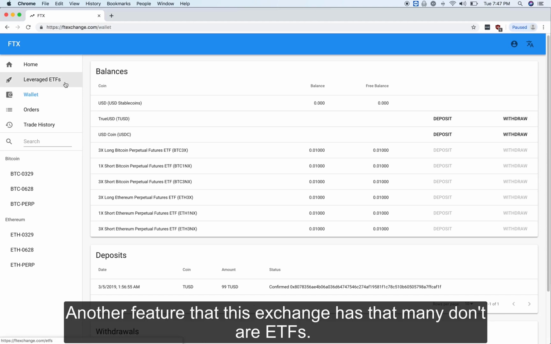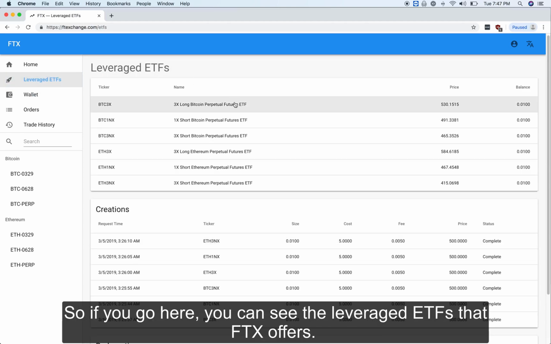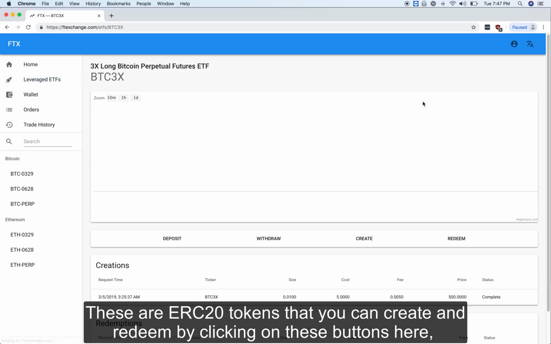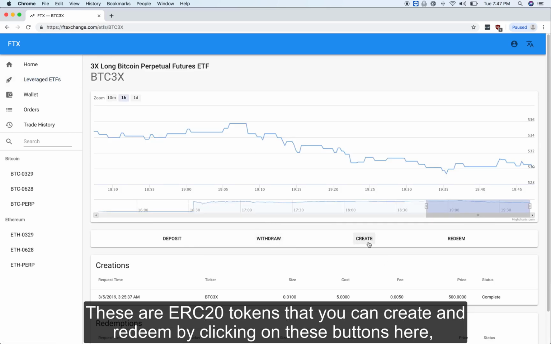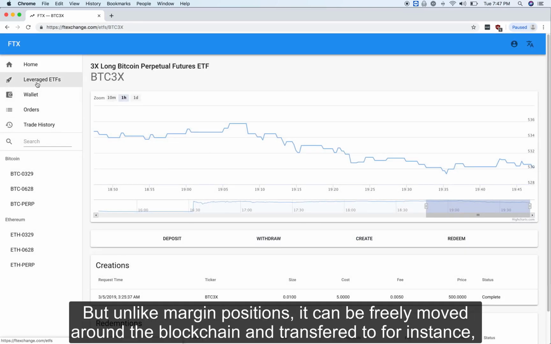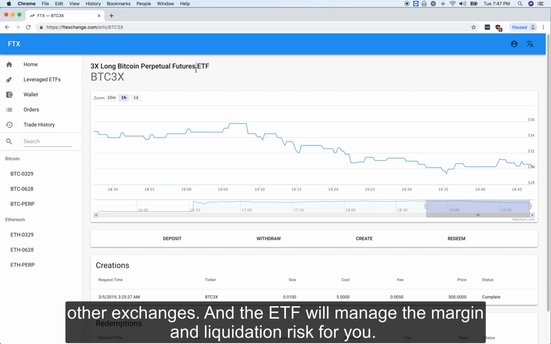Another feature that this exchange has that many don't are ETFs. So if you go here, you can see the leveraged ETFs that FTX offers. These are ERC20 tokens that you can create and redeem by clicking on these buttons here. Creating one of these tokens gives you the price exposure of a 3x levered Bitcoin position. But unlike margin positions, it can be freely moved around the blockchain and transferred to, for instance, other exchanges. And the ETF will manage the margin and liquidation risk for you.